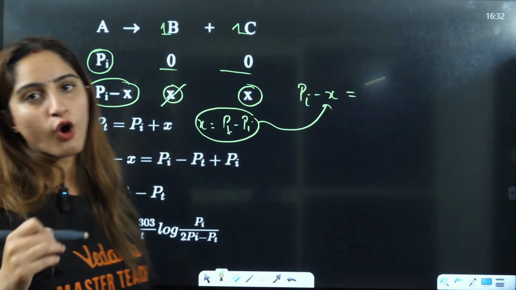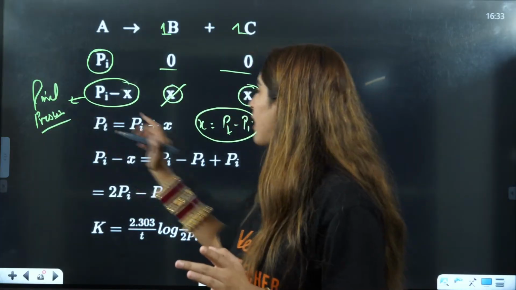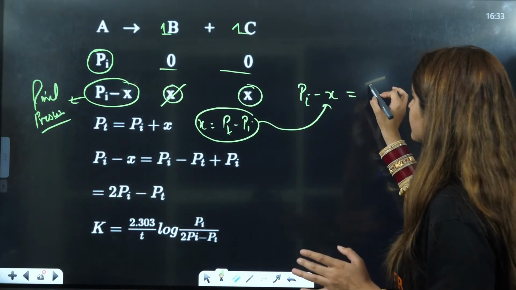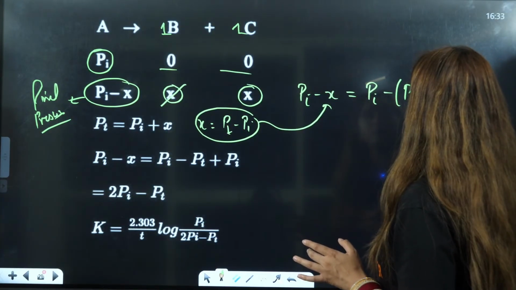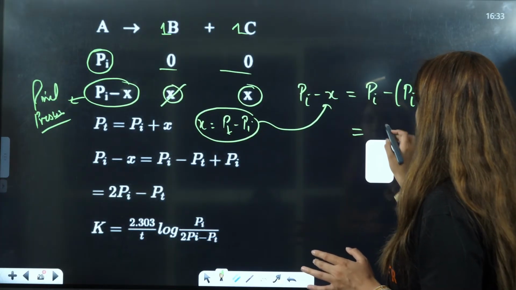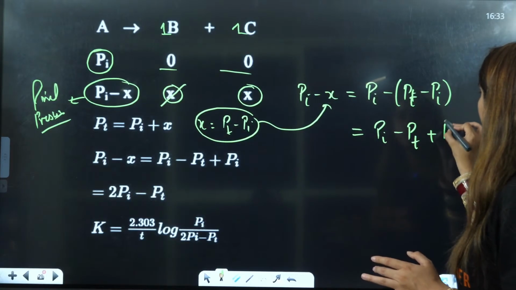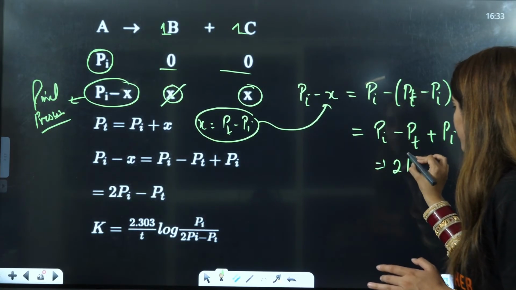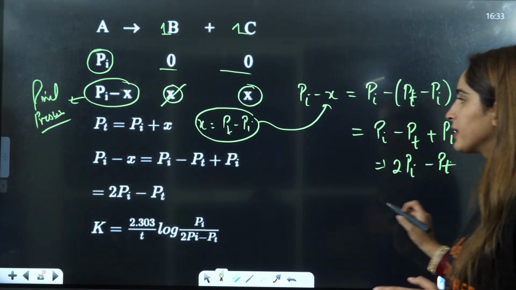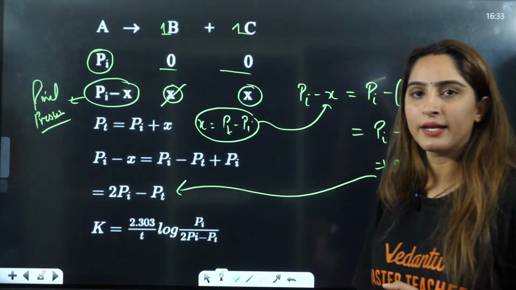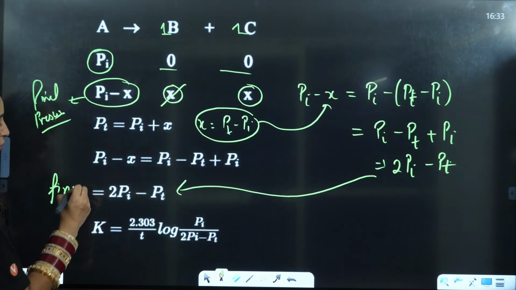In the integrated rate law equation, we always write initial by final. So this is the final pressure. Pi minus x, that is Pi minus (Pt minus Pi), so that is going to be Pi minus Pt plus Pi, that is 2Pi minus Pt. Minus Pt is what they have written here directly. 2Pi minus Pt is the value of final pressure.